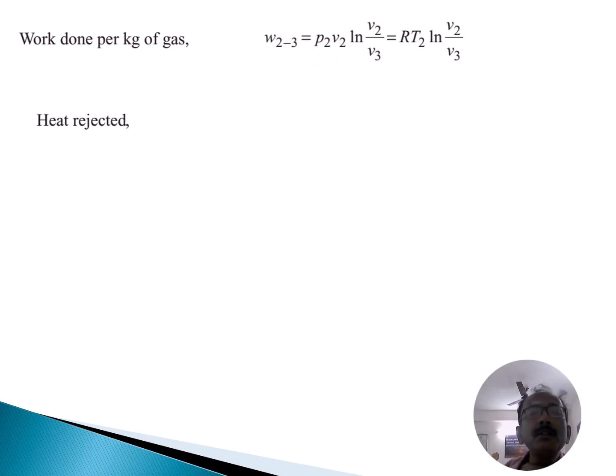Now the work done per kg of gas in the case of 2 to 3 is P2 V2 ln V2 by V3. This is the formula of work done for process 2 to 3. So heat rejected Q23 equals W23 for a perfect gas.